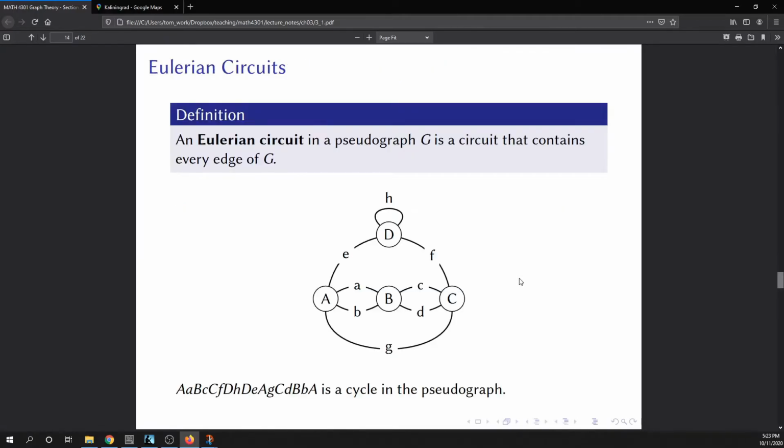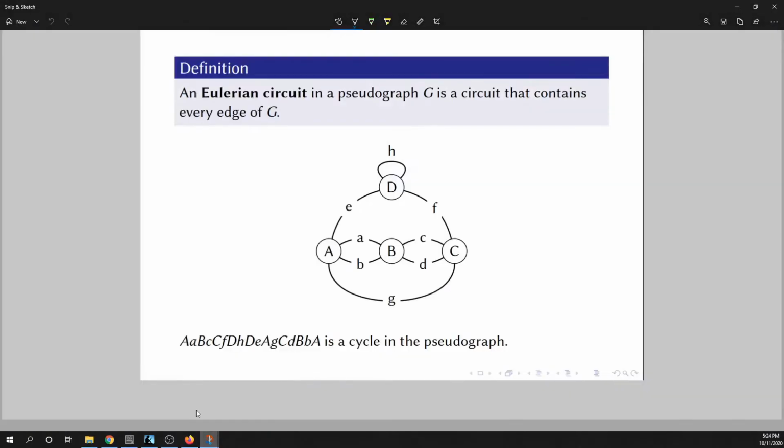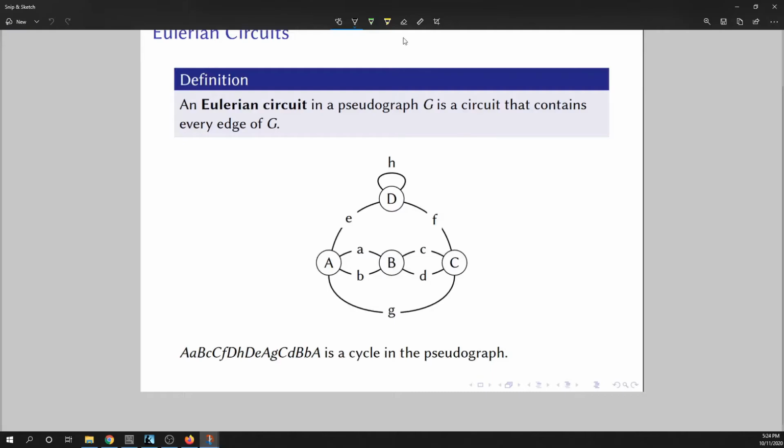Okay, that brings us to the idea of an Eulerian circuit. An Eulerian circuit in a pseudograph G is a circuit that contains every edge of G. All right. So just as an example of that, remember in a circuit we can use the vertices more than once. Okay. So let's take a look at that.